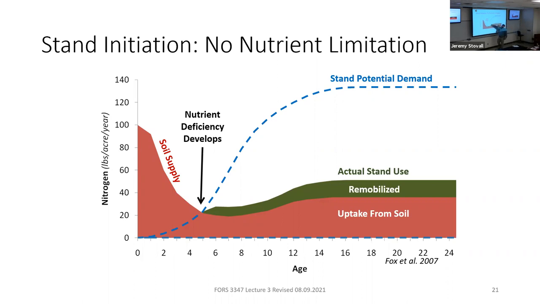Now I have this opportunity to go from where my stand is growing on top of this line to maybe up there by applying nitrogen. So the gap between stand potential demand and the top of the available nitrogen, that's an opportunity for fertilizer to grow your stand. The only thing we haven't explained then is this green remobilized pool.